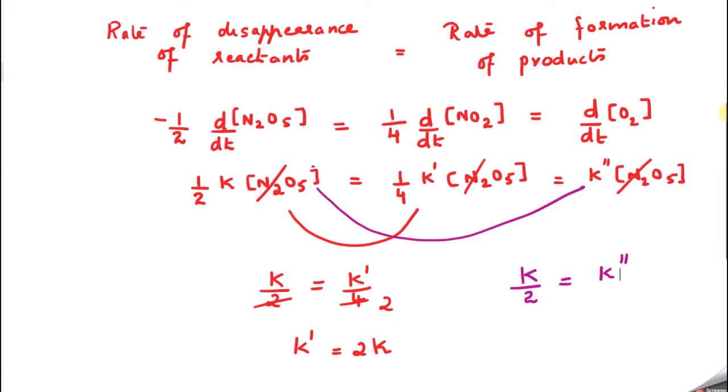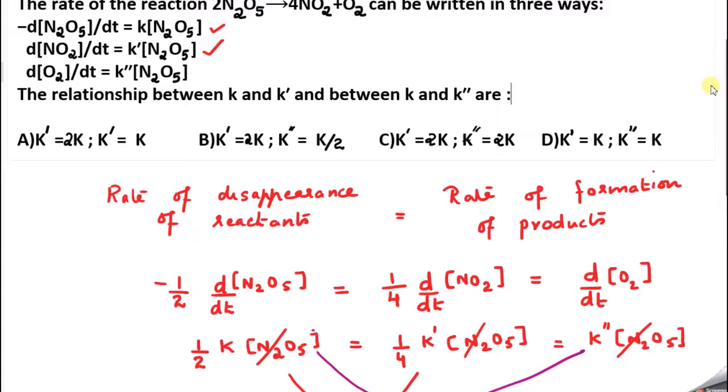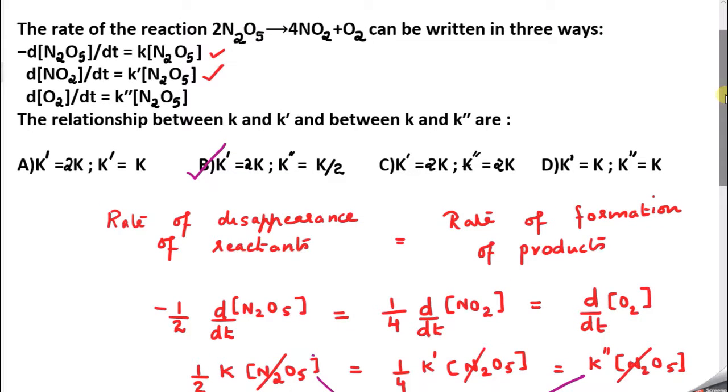So let me see whether any options are there similar to that. k double dash is equal to k by 2 and k dash is equal to 2k, correct? So option B, it's almost the same answer we have got. So option B is the correct answer. I hope you understood the question. It's very simple, just a simple concept. The rate of disappearance of reactants is equal to the rate of formation of the product. Then they have already given this rate of disappearance in terms of reactants everywhere in the three equations. Just substitute that and identify the relation.